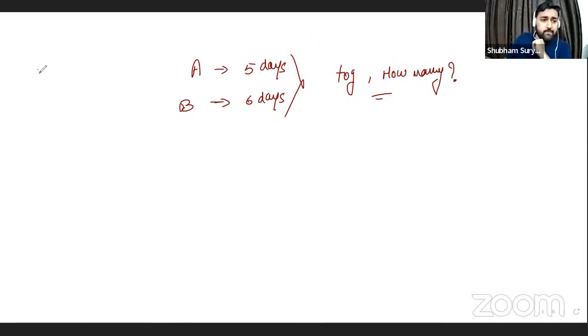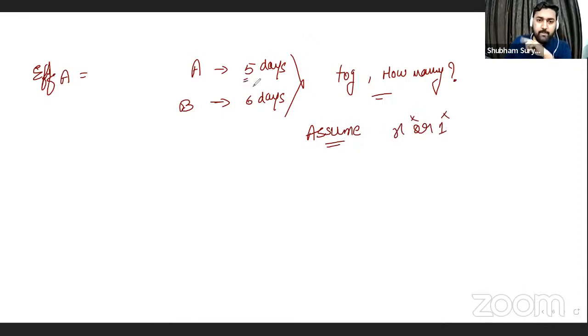So again, the first thing that needs to be done is figuring out the efficiency of individual persons. Now, if I talk about the efficiency of the person, work is not given. Now we have to assume the work to be something. As I've told earlier, never ever assume the work to be equal to x or 1.